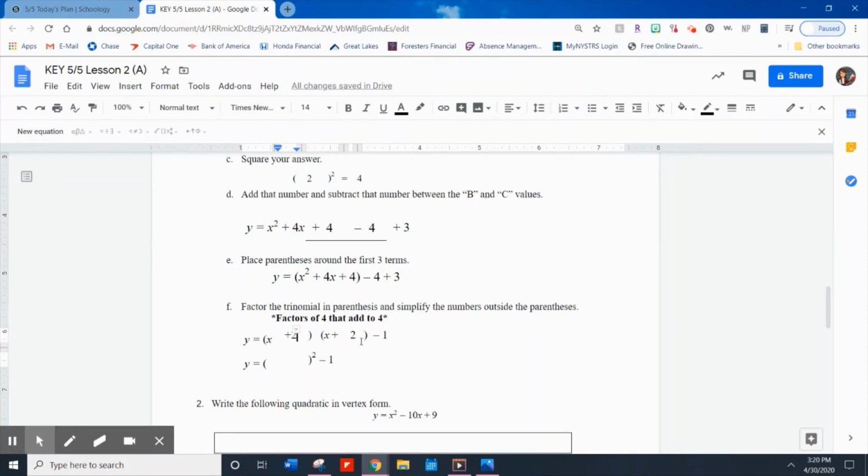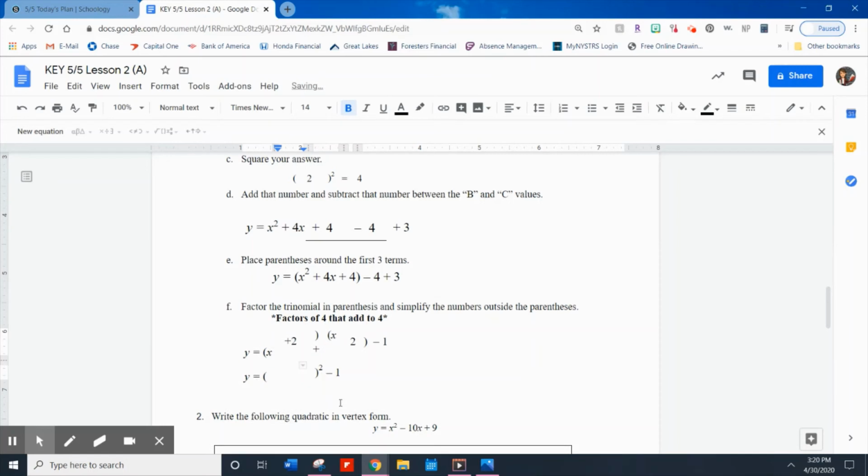It just doesn't look pretty, but we got x plus 2 and x plus 2, and you can see this was already simplified for you. -4 plus 3 gives us that -1. Now we rewrite it as x plus 2. I might fix this for you guys before you have to go into it, because this is a little much. So x plus, and now it's bold. X plus 2 squared, that's why it's called a perfect square trinomial, -1.